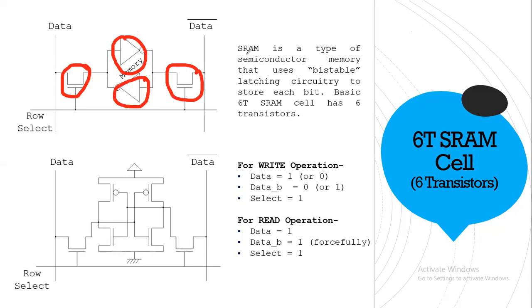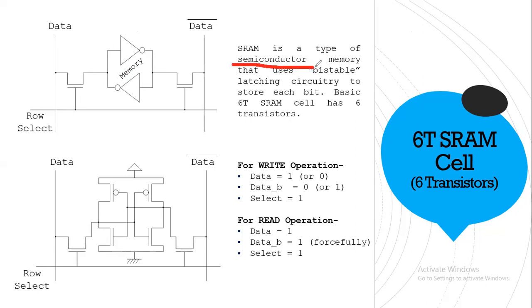So SRAM is a type of semiconductor memory. Remember, this is semiconductor memory because MOSFETs are used. It uses bistable latching circuitry to store each bit. Remember, this loop is called the latching loop or latching circuitry.